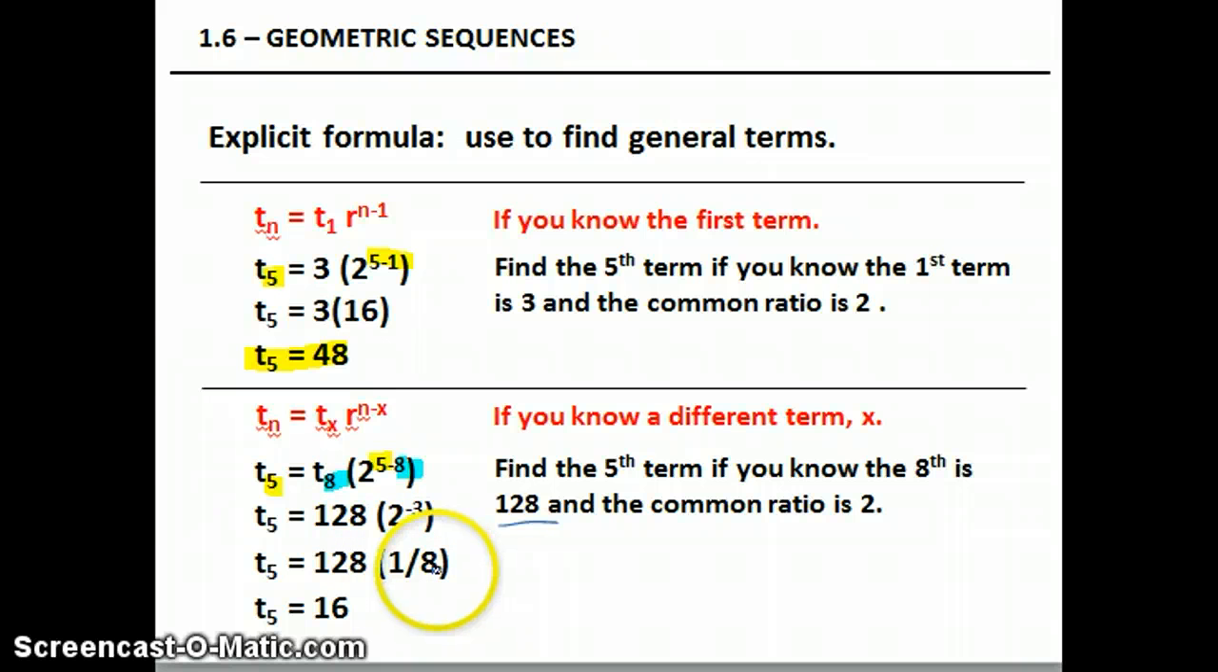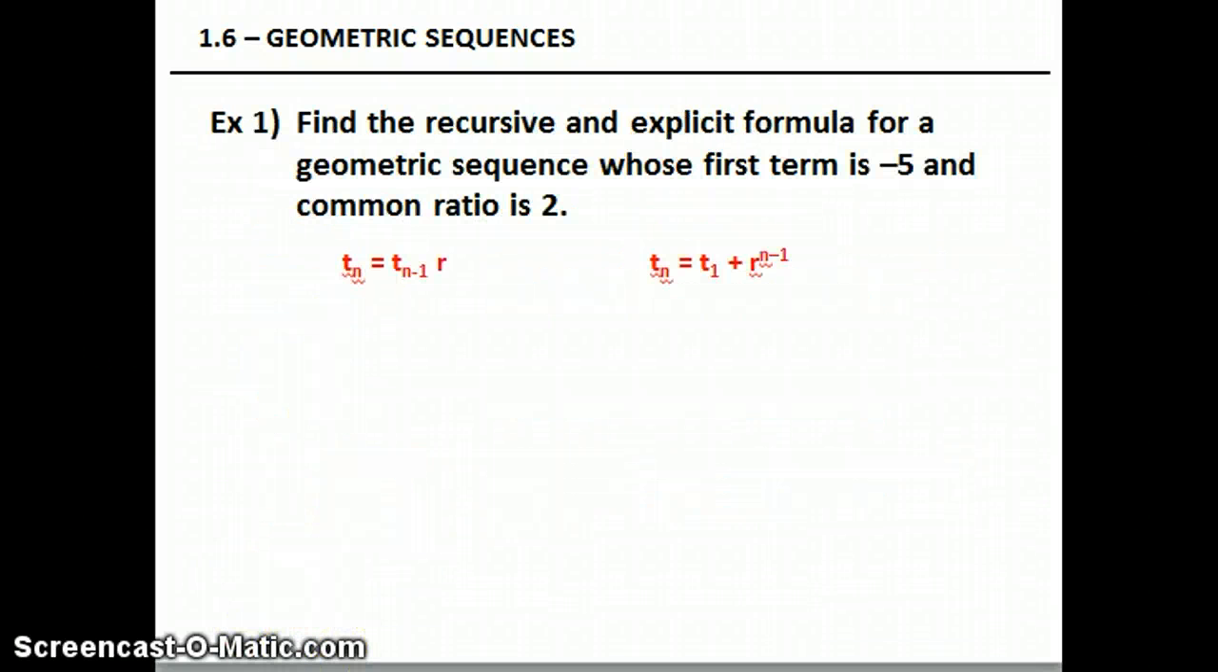It just turns it into a fraction. So now I have 128 times 1/8, which is 128 divided by 8, and I end up with 16. Another one. Be sure to pause and try these yourself before you go on to see how you do.